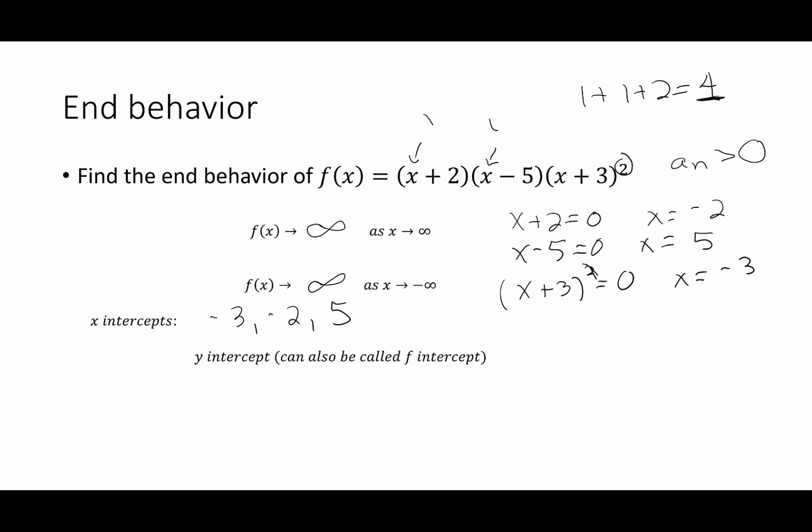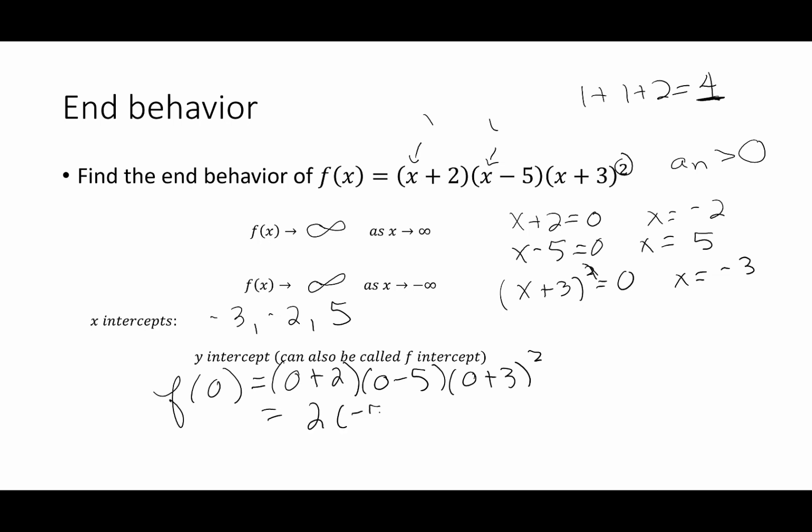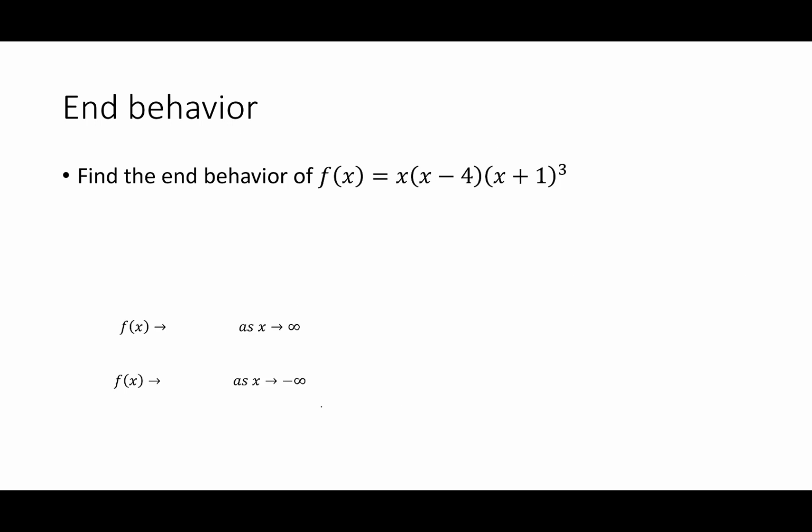The y-intercept, which I said could be called the f-intercept, comes from plugging in 0 into the function. So I would have 0 plus 2, I would have 0 minus 5, and I have 0 plus 3 squared. This is 2 times negative 5 times 9, which is negative 90. So I have 3 x-intercepts, and I can never have more than one y. Same thing for this one.